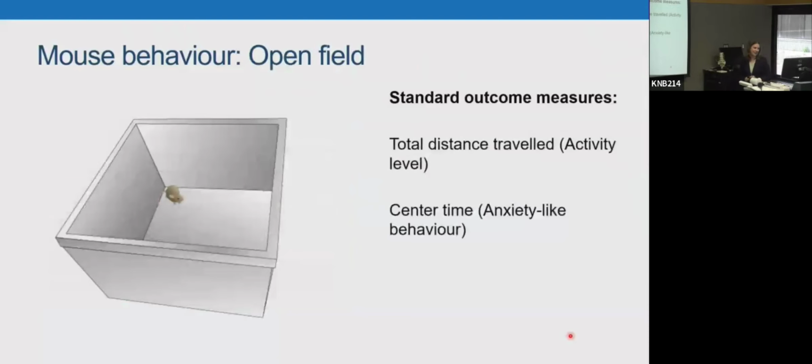I also looked at the open field, and this is a task where the mouse is placed in a box and they are able to explore the box for a set amount of time. Some outcome measures for this task are total distance traveled as a measure of their activity levels, and center time, which is a measure of anxiety-like behavior. The idea being that a mouse that spends less time in the center is more anxious, and they're spending more time at the edges.